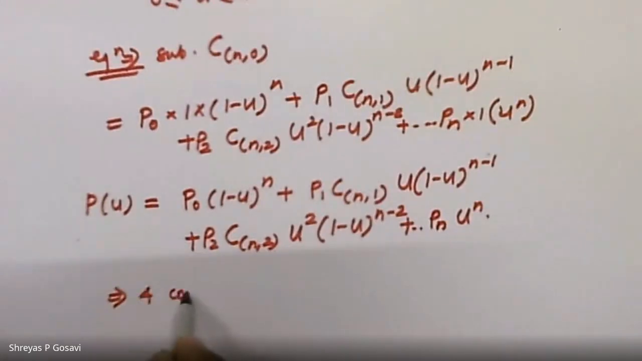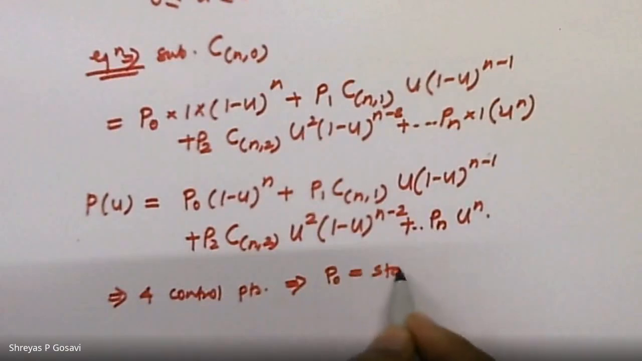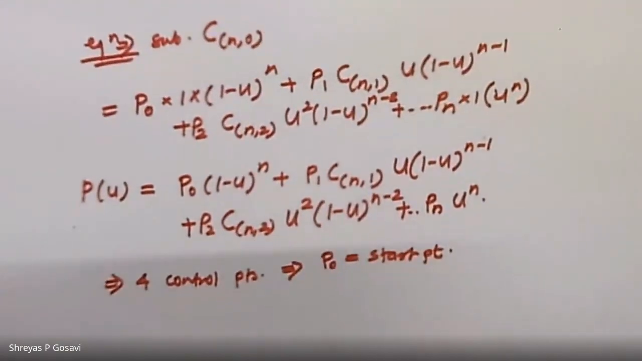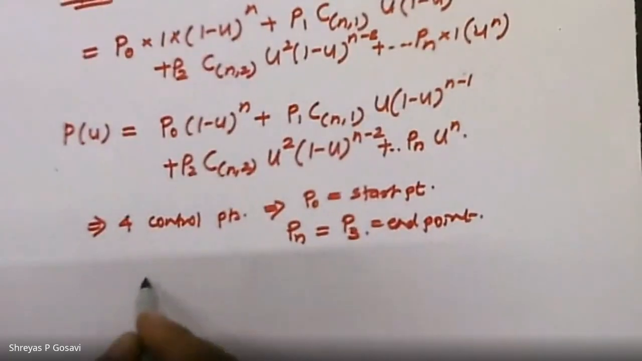Okay? So four control points, in which the first point P0 will be the start point and P3 will be the end point, or we can say Pn, because this curve will extend from P0 up to the nth value. So that will be equal to P3, the end point of this curve. Thus the value of n will be equal to 3.